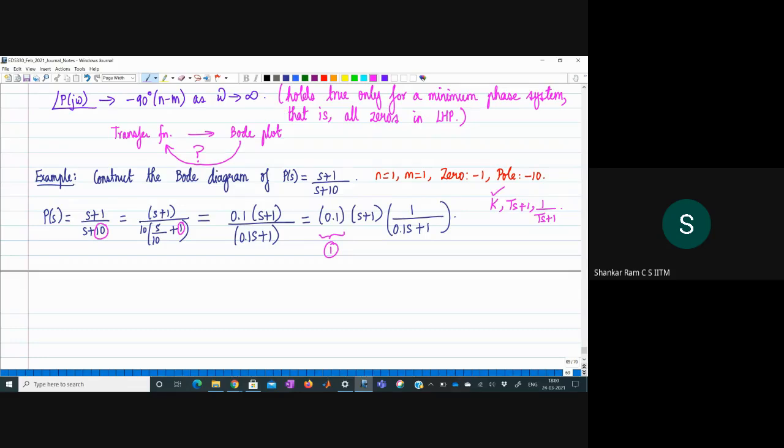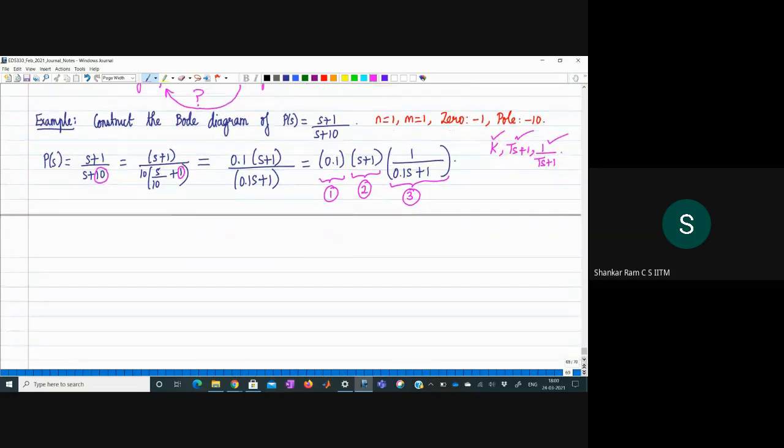So the first term is this constant k, which in this case is 0.1. The second term is this factor s plus 1, which is of the form ts plus 1. And the third term is 1 divided by 0.1 s plus 1, which is of the form 1 by ts plus 1. All right. I hope it is clear how we got these three terms. So now let's look at these three terms closely, and then we shall go ahead and construct the Bode plot of these three terms.